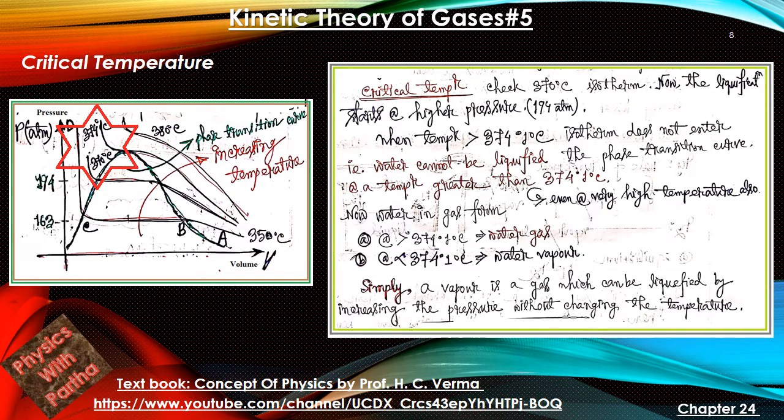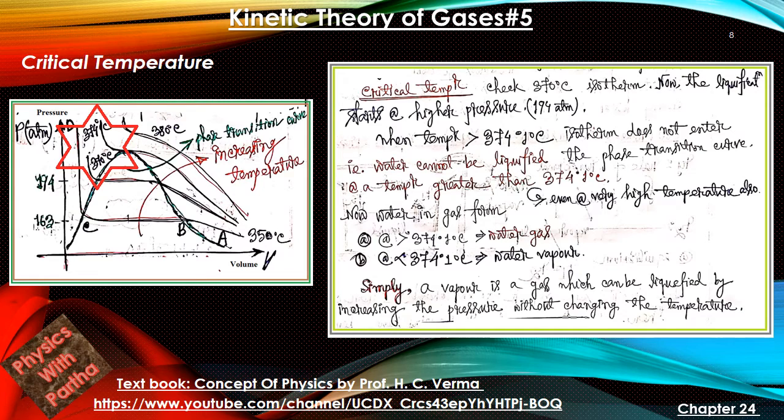Now, after 374.1 degree centigrade, the isotherm does not enter into the bell-shaped curve. That means water cannot be liquefied at a temperature greater than 374.1 degree centigrade. However large a pressure we apply, water cannot be converted from the vapor or gas phase to the liquid phase at or above 374.1 degree centigrade. So now water is in gas form only.